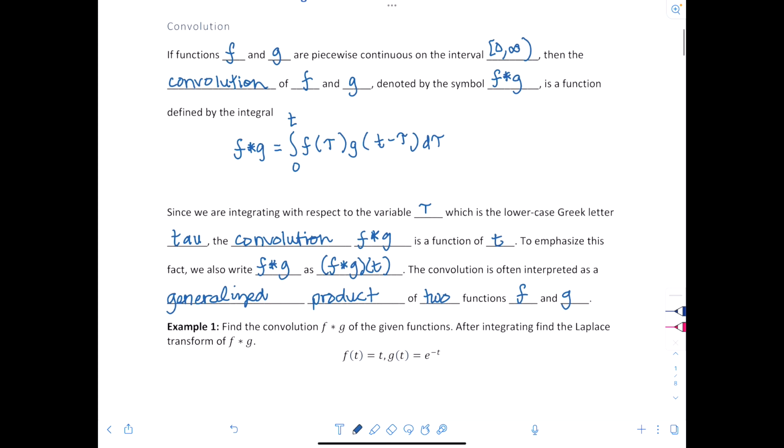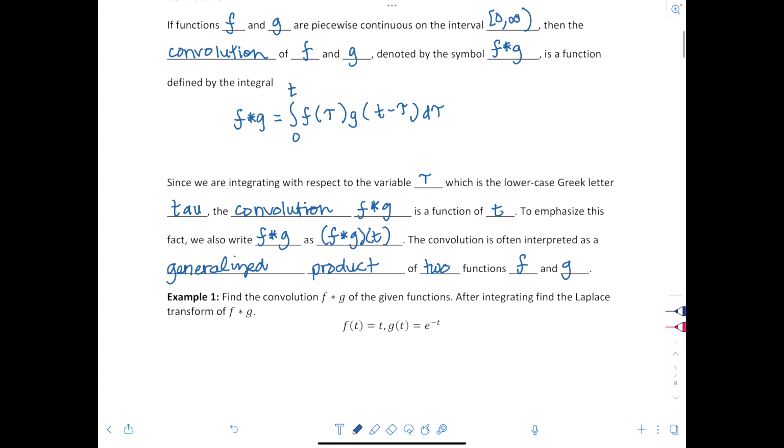Okay, so let's take a look at example 1, where we're going to find the convolution of f and g of the given functions below. After integrating, we find the Laplace transform of the convolution of f and g. So here we go.